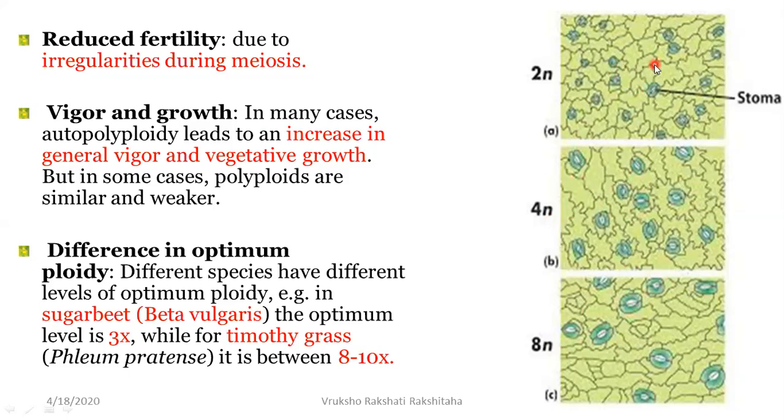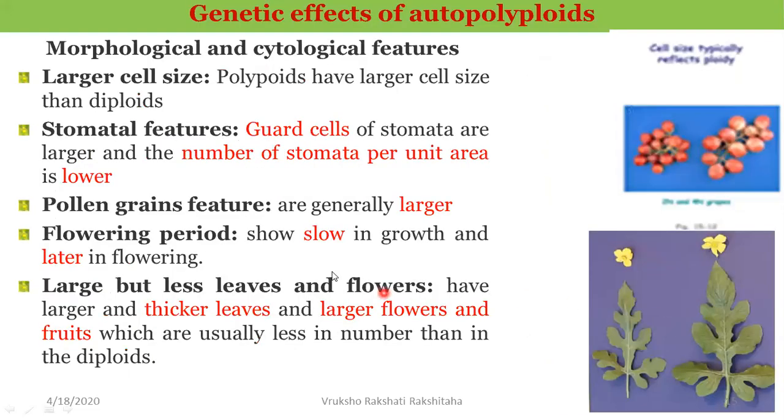You can also compare the size of the epidermal cells. You compare the size over here, here, and here. So in diploid they're small, in 4N is medium, and in octoploid you can see the epidermal cell size has also increased.